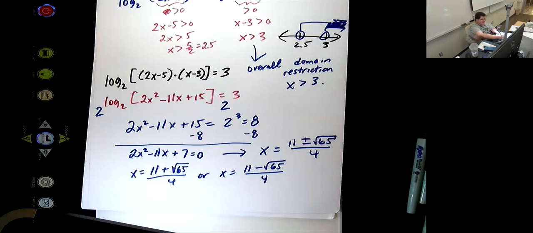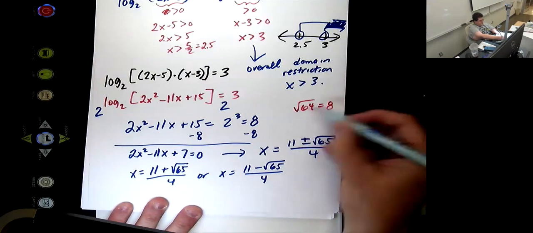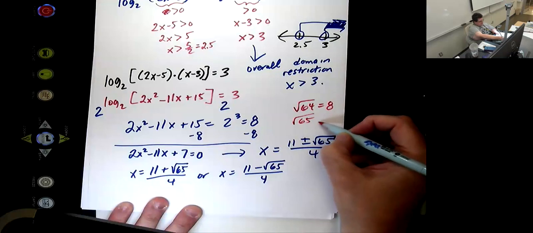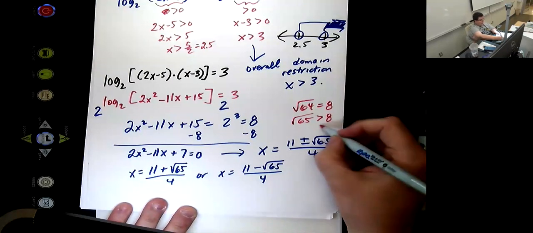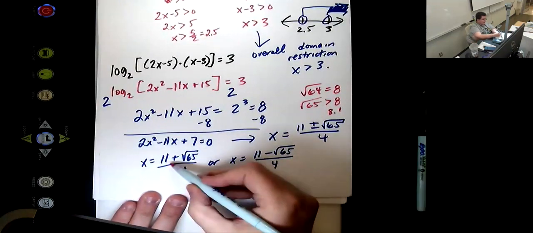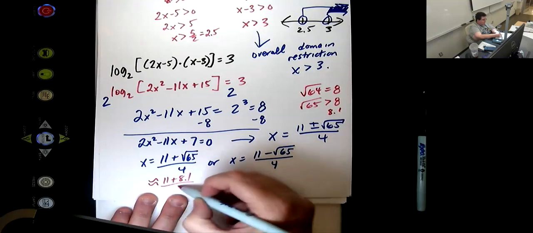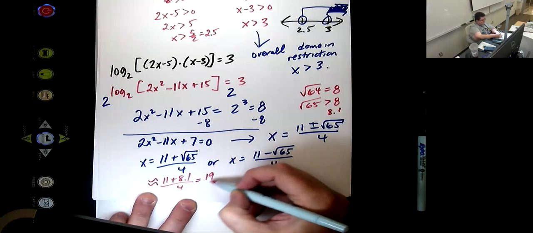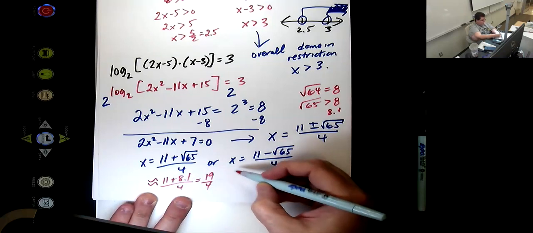Now, square root of 64 is 8. So square root of 65 is a little bit higher than 8, like 8.1 or something. You laugh, but this is a great way of estimating. I don't need to get out a calculator because here I go, it's about 11 plus 8 over 4. Even if I just use 8, 11 plus 8 over 4 is 19 over 4.